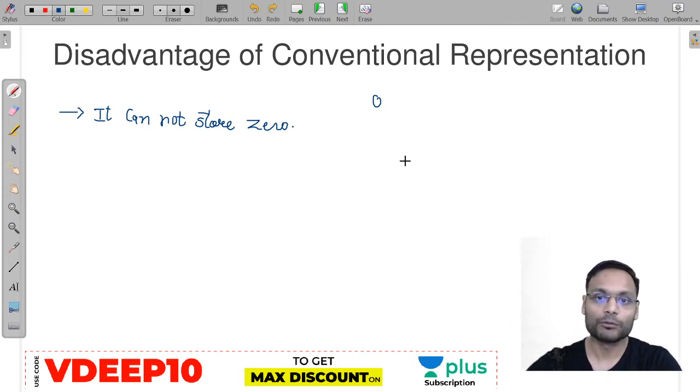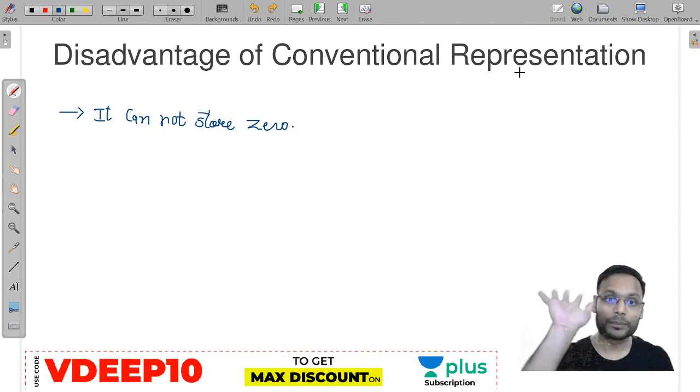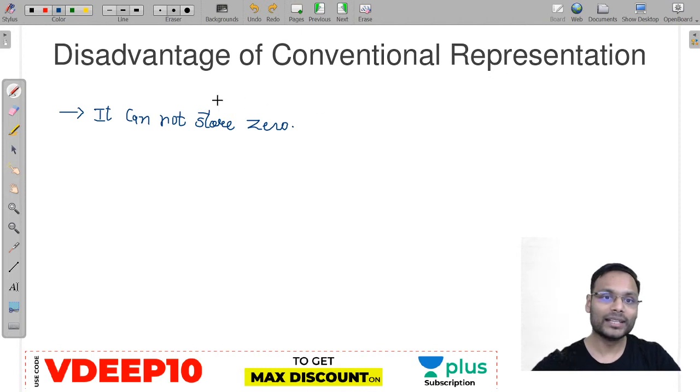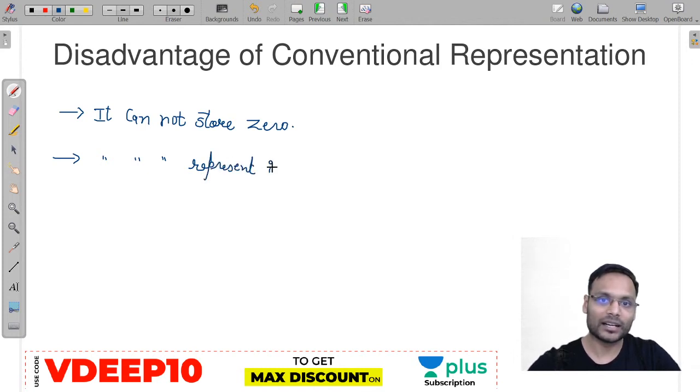So that floating point representation, which is the conventional one, cannot represent 0. इसमें 0 होता ही नहीं है. Second thing, it cannot represent infinity. यहाँ पे infinity को represent नहीं कर सकते अगर चाहिए तो. All these will be there in our standard one.